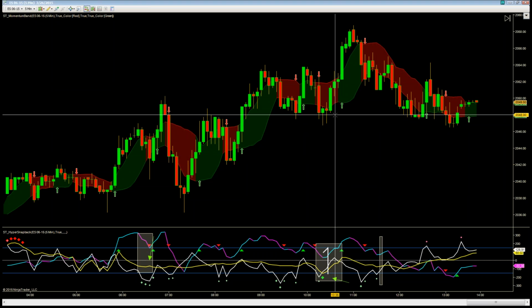Unless you have something to add. Go ahead, man. The yellow line, that's the hyper snapback line, and the white line is what we call the regular snapback line. Now they're both based on anomalies in price. The hyper snapback, the yellow line, is generally a higher percentage than the white regular snapback line, but they both are highly effective.